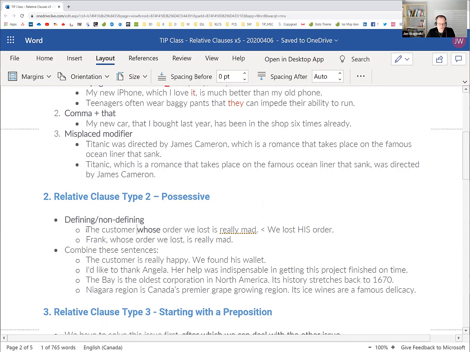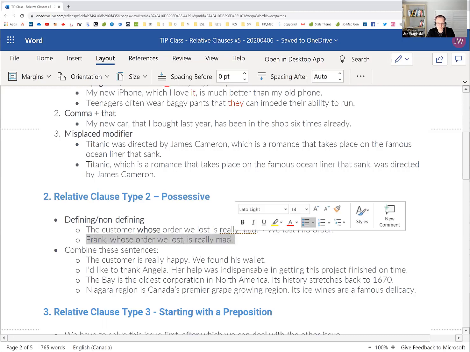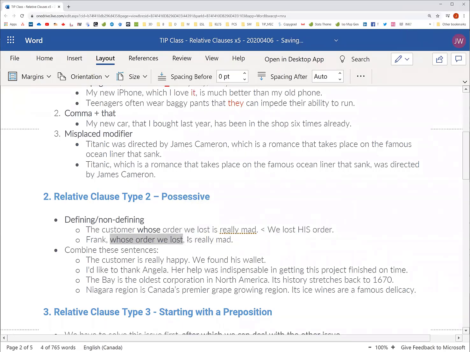So in this case, the defining version: the customer whose order we lost is really mad. I read the whole thing without any pauses. But if it's specific, if it's Frank, then it's Frank, whose order we lost, is really mad. Pretty simple, right?